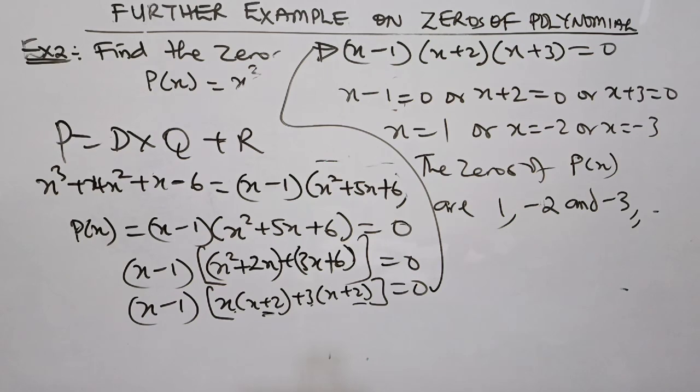So if you are to find the zeros of the polynomial, just check for the value of x that will make that polynomial equal to 0. Once you are able to get that, it simply means that that value, when you take it as a factor, will divide that polynomial without remainder.